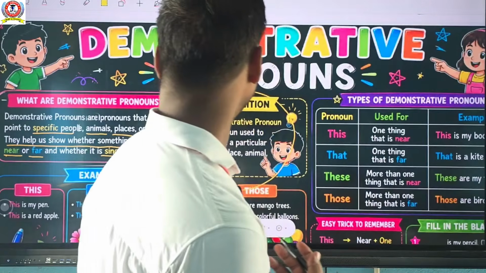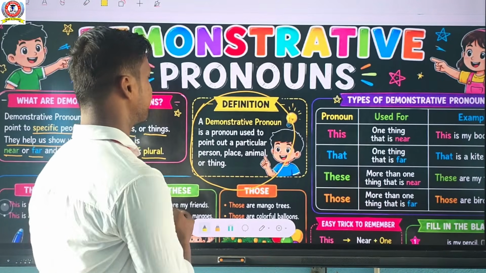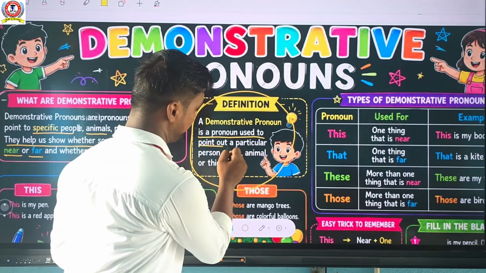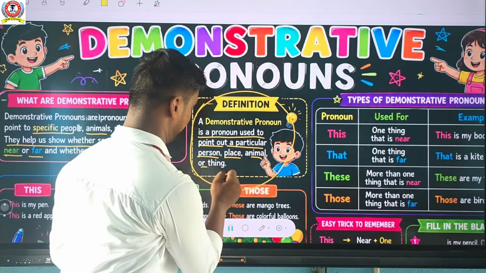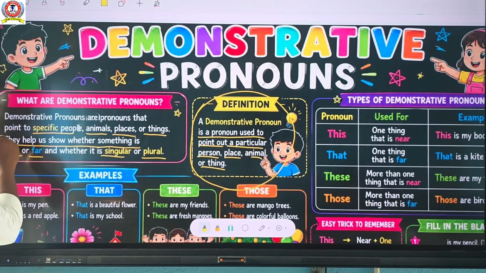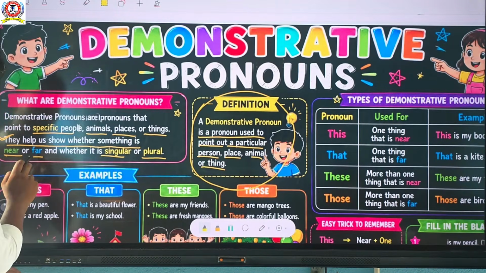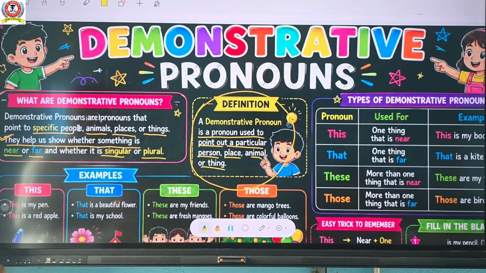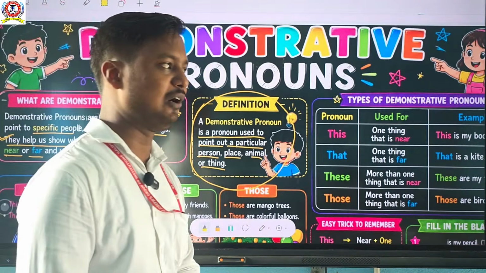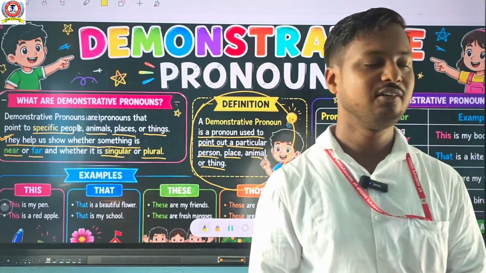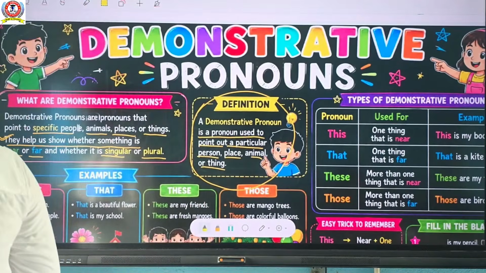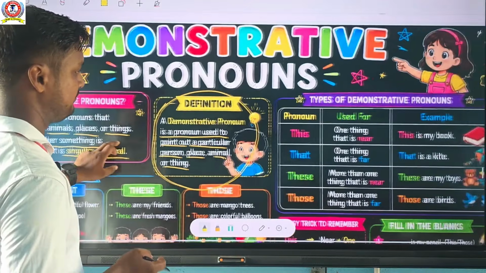So please note it. A demonstrative pronoun is a pronoun used to point out a particular person, place, animal, or thing. One more important point is that they help us to show whether something is near or far and whether it is singular or plural. Students, I think all of you know about this or that, those, and these. These are the demonstrative pronouns.